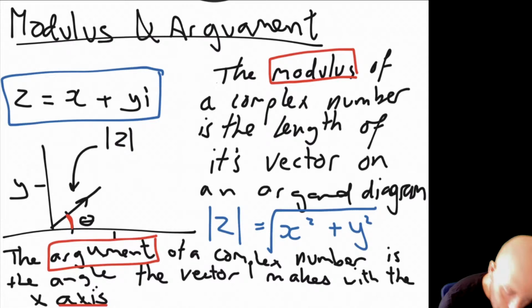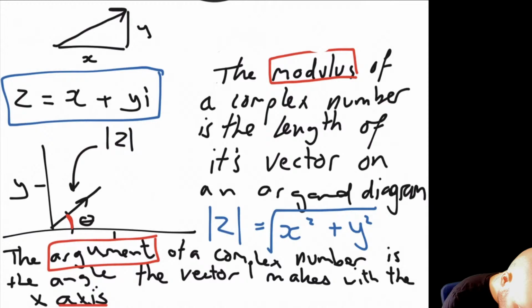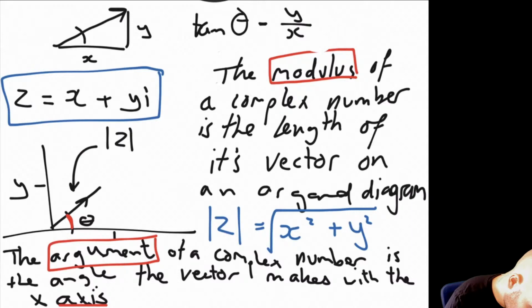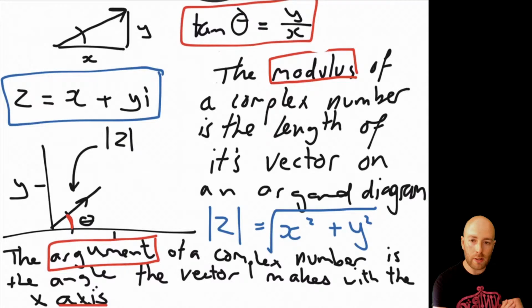So you can imagine, if you've got your complex number there, it's going to be x across, it's going to be y up. The angle there is always going to be tan theta is y over x. So you can always use tan theta as y over x to find your argument. Right, is everyone okay with that? I don't want to move on until you've all got that copied down. So to find the argument, you use tan theta equals y over x. To find the modulus, we use x squared plus y squared.